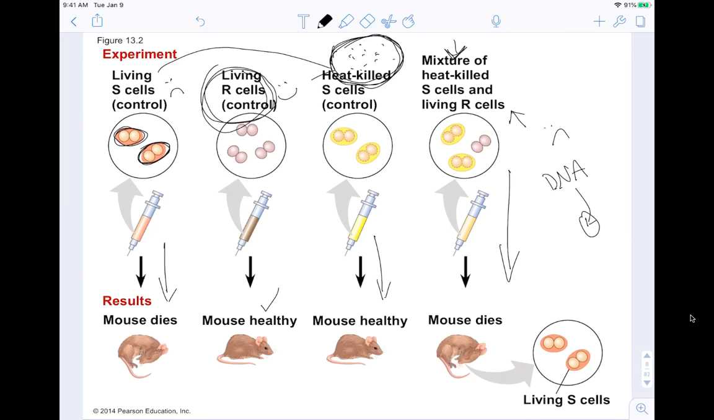And then when you extracted blood and then looked for the cells that were in the blood, you found living S cells. Notice I said living S cells. We're dealing with only R cells. So by taking up this DNA, basically those R cells got taken over and then they became transformed into S cells. So that's what happened in this experiment.